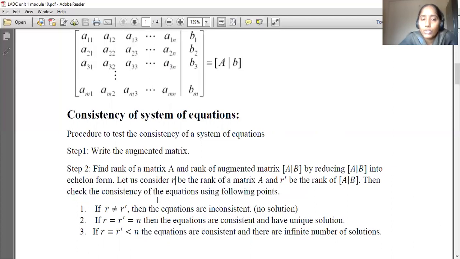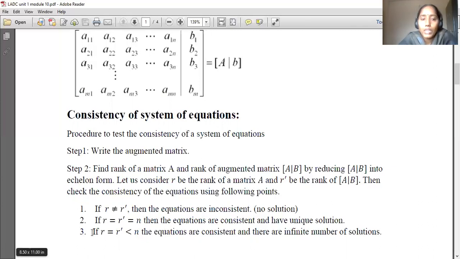Then we check the consistency of the equations using the following points. If R is not equal to R dash, that means rank of A is not equal to rank of AB, then the equations are inconsistent. That means no solution. And if R is equal to R dash is equal to N, that means rank of A is equal to rank of AB, which is equal to the number of unknowns, then the system of equations is consistent. That means the system has a solution. It is a unique solution. Okay.